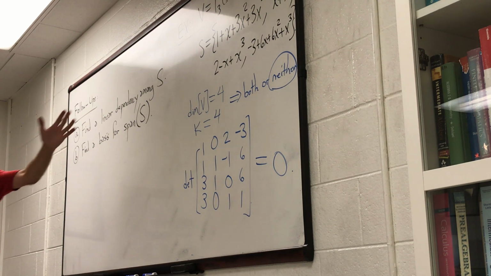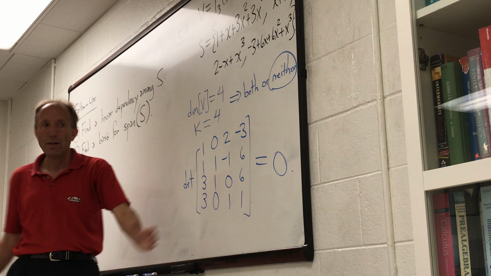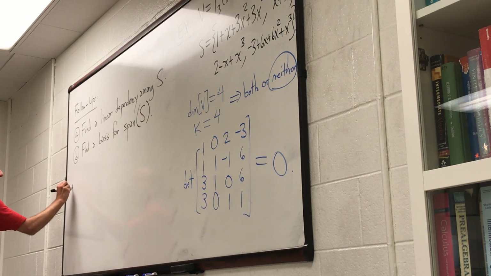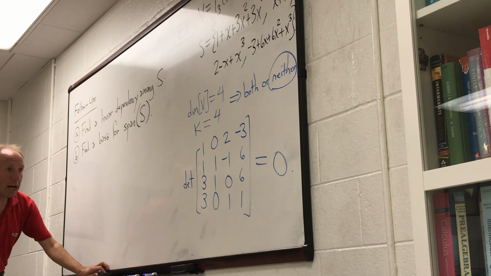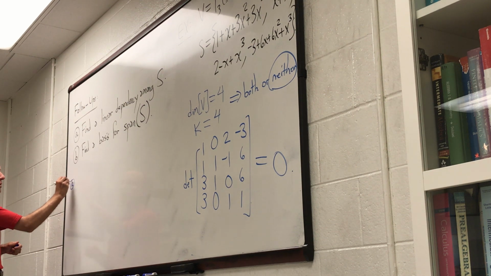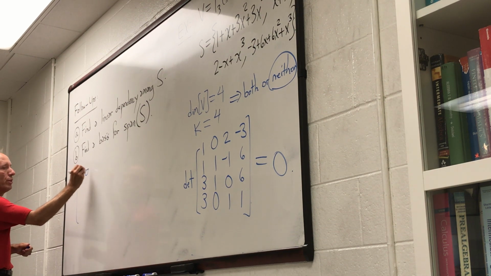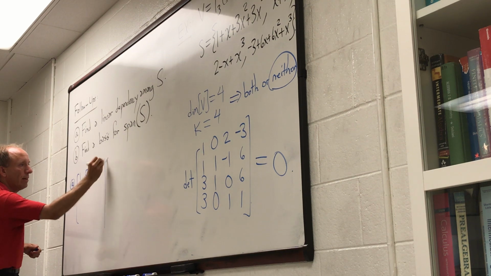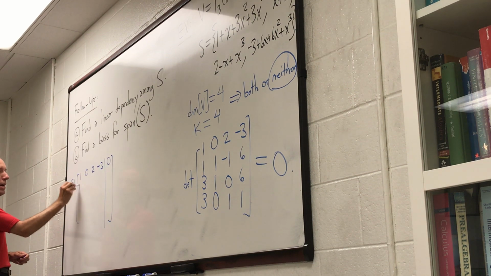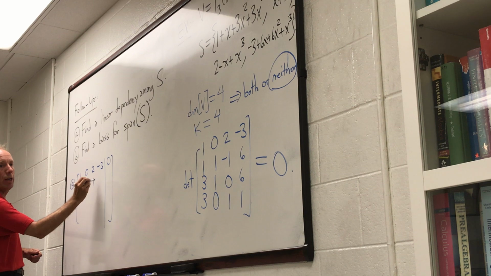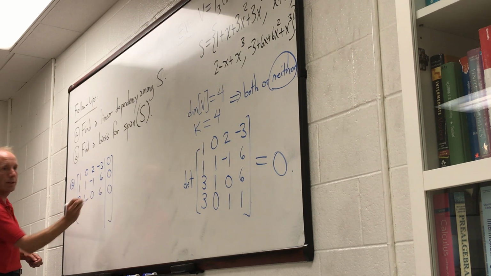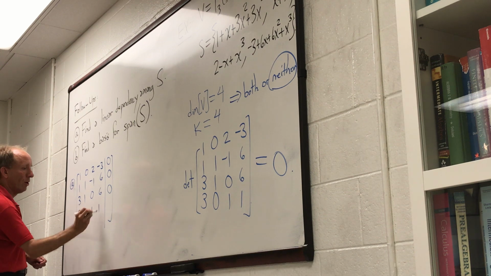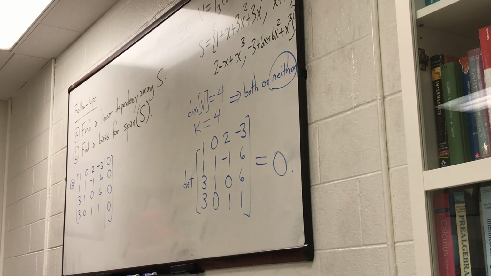Right, you actually have to then row reduce this matrix. So for part A, you would just take 1, 0, 2, negative 3, and 1, 1, negative 1, 6, and then 3, 1, 0, 6, and then 3, 0, 1, 1, and you would row reduce this one.